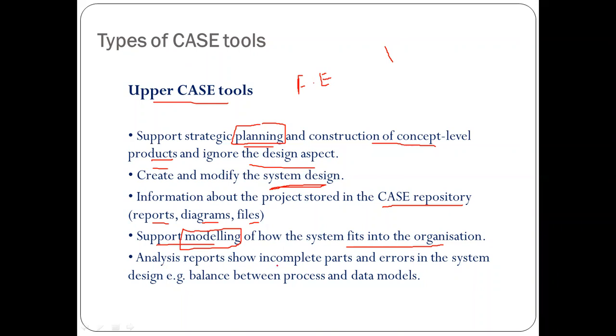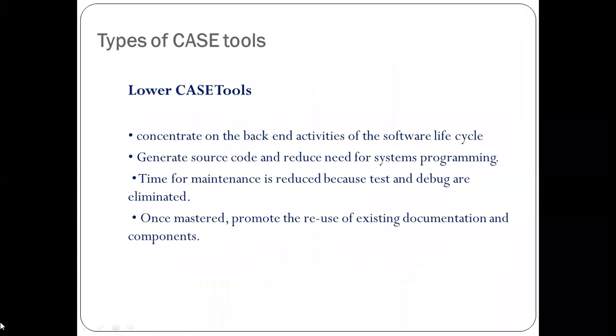Analysis reports show incomplete parts and errors in the system design, for example, balance between the process and data models. So whenever we analyze the reports which are stored in the case repository, we are going to focus on the incomplete parts or the errors which are there in the system design, and then we can figure out what errors are there and maintain them in the maintenance phase.